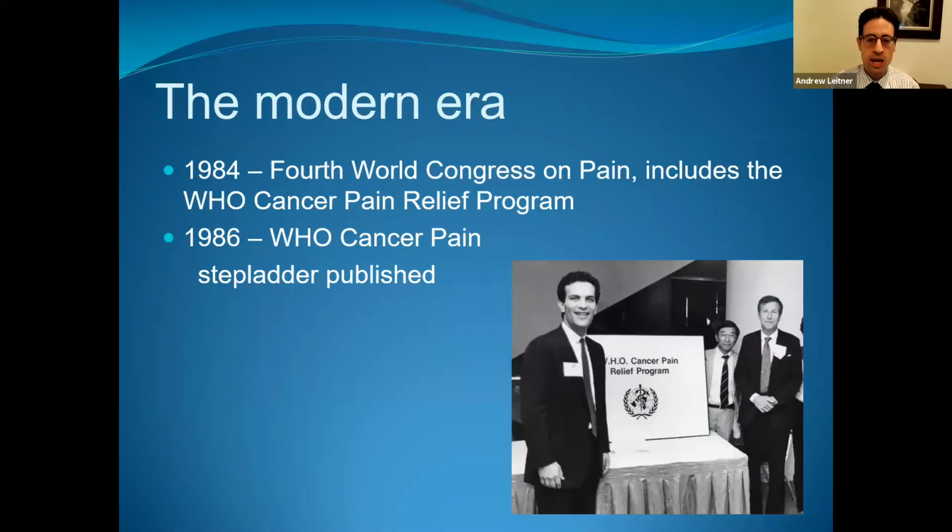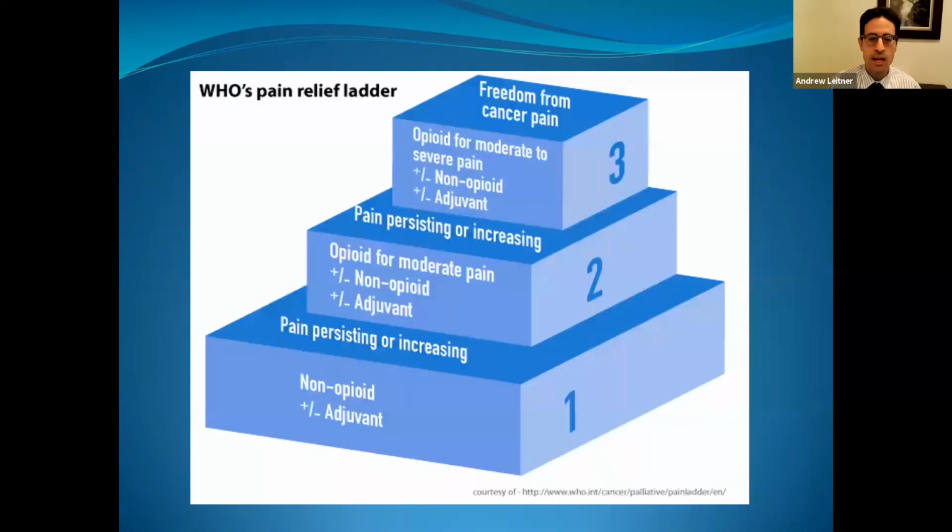From a research standpoint, there were things that coincided with cancer pain, and this was in the mid-'80s. By 1986, the World Health Organization first published their cancer pain stepladder. Today, this stepladder can be seen in textbooks throughout the world, in presentations, and it's still somewhat of a bedrock of how we approach cancer pain.